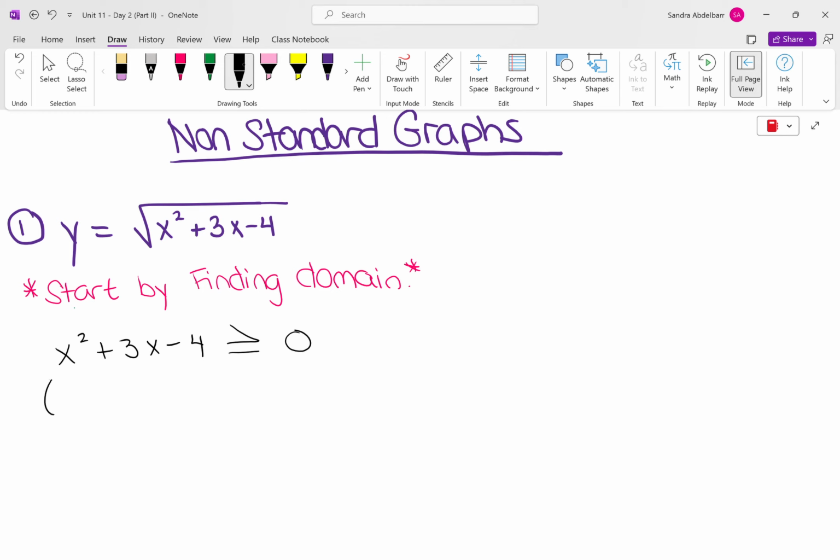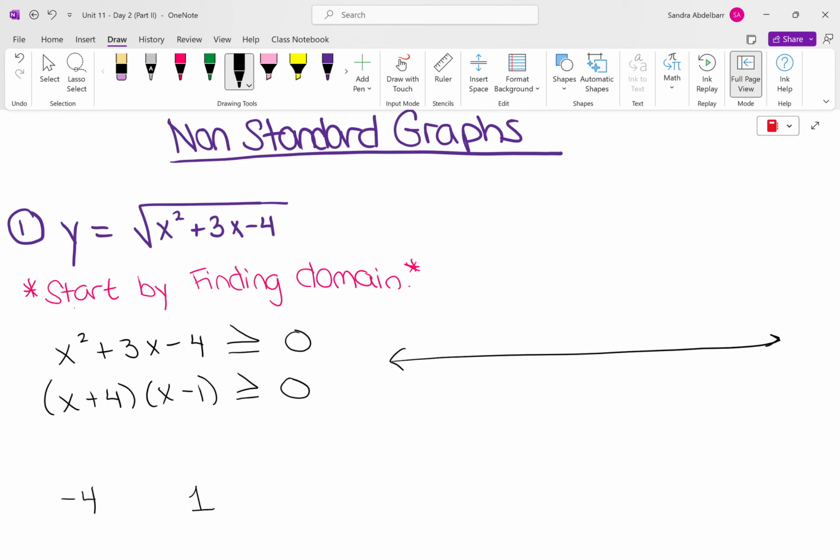So first we factor. So we have x plus 4, x minus 1. We get our reference numbers, which will be -4 and +1, and now we test our regions. So I'm going to test x is less than or equal to -4. We're going to test -4 is less than or equal to x, which is less than or equal to 1, and x is greater than or equal to 1.